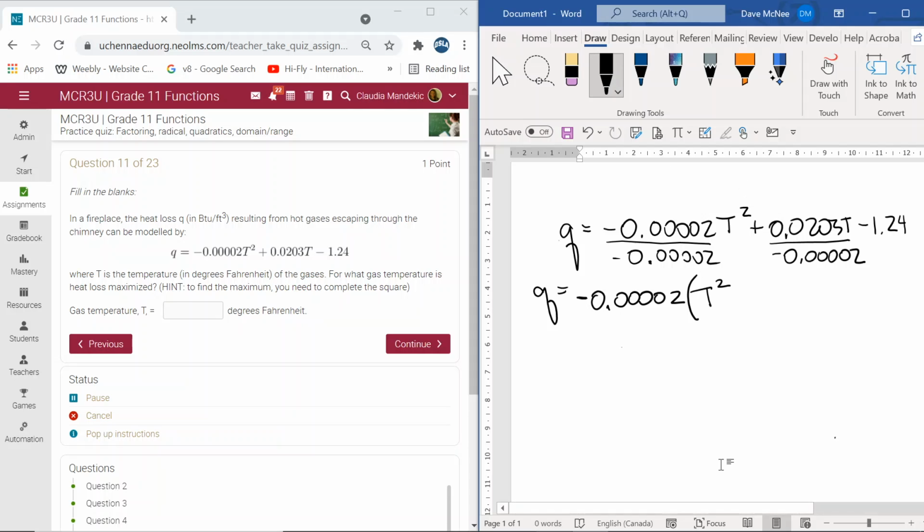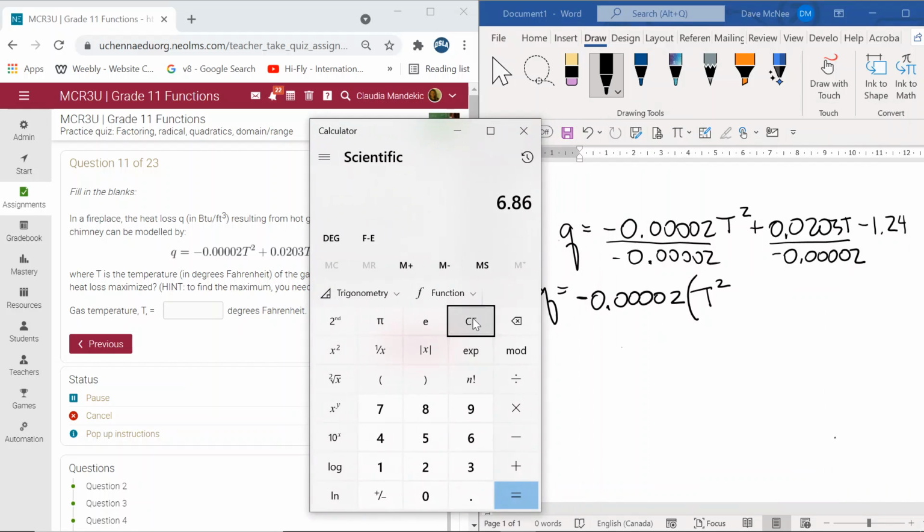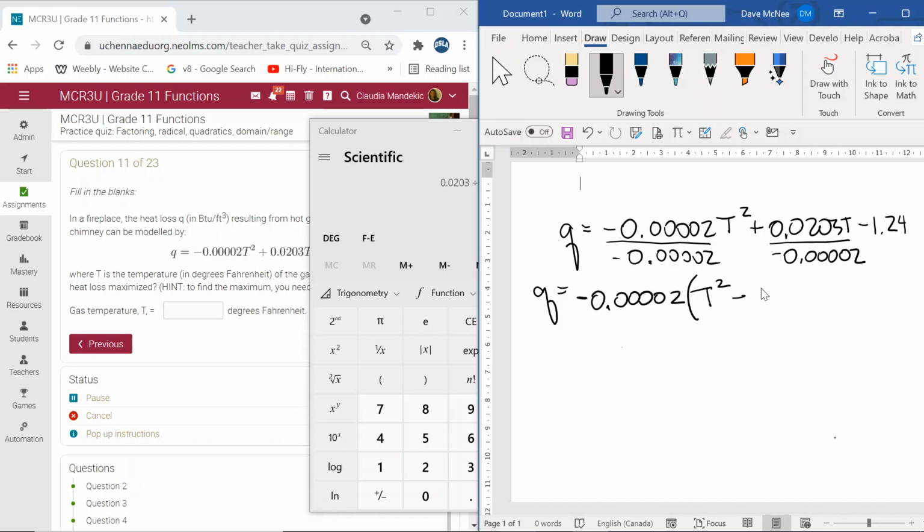0.0203 divided by negative 0.00002. Okay, let's take out the calculator and figure it out here. I'm going to remember that it's negative, but here I can go ahead and give it a negative. What's my answer? Negative 1,015. So that's going to be minus 1,015t minus 1.24.